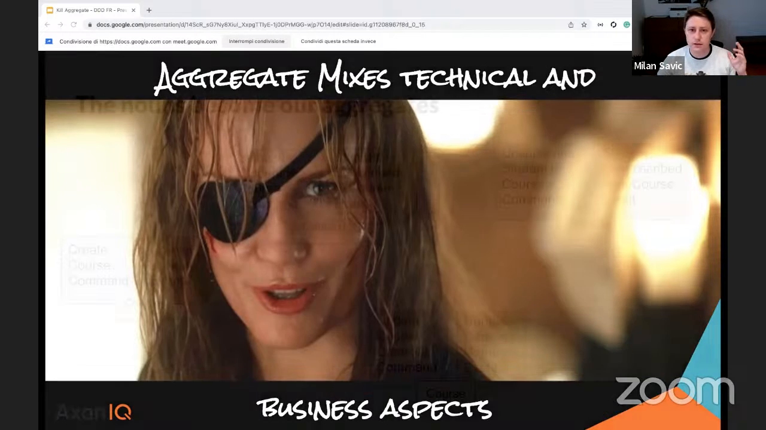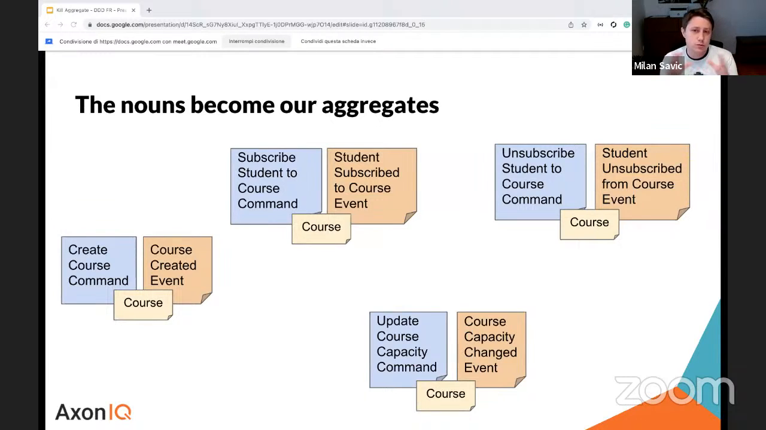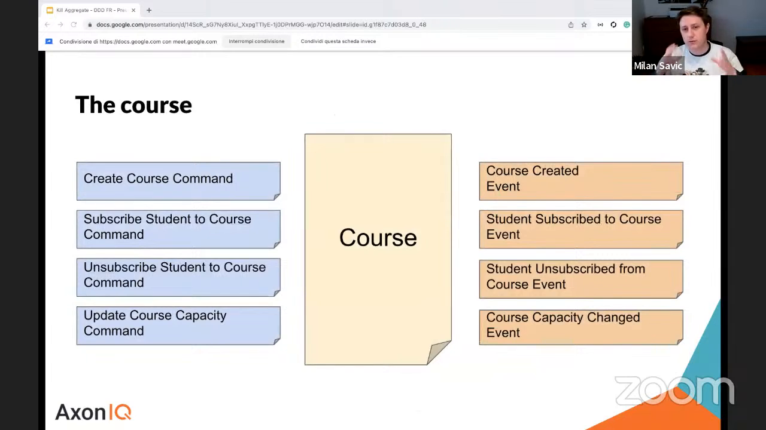Let's take a look at our example. So we have these events and commands, and usually we focus on nouns, on names, on entities, right? This is what we are used to doing as developers. In our specific case, of course, we are going to select the course, and this is going to be our aggregate. This leads us to this landscape, right? We have a course aggregate. It has commands that it is able to handle, and it also has events that it is able to publish.